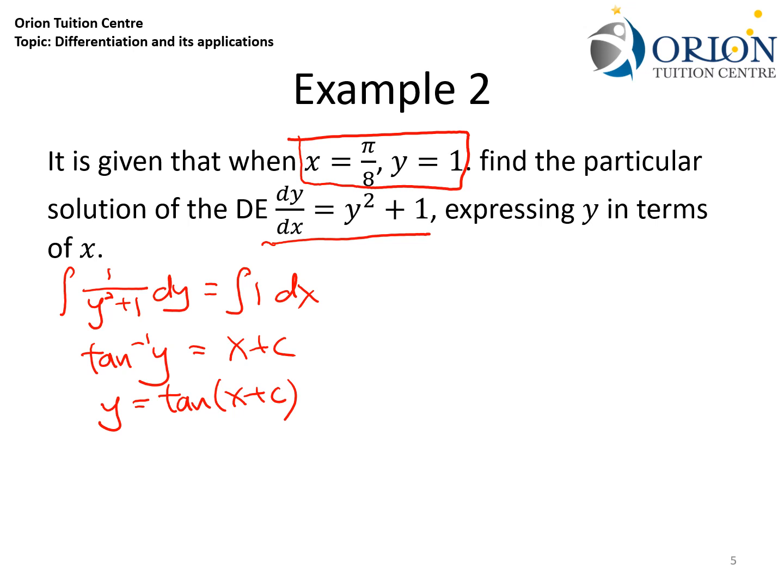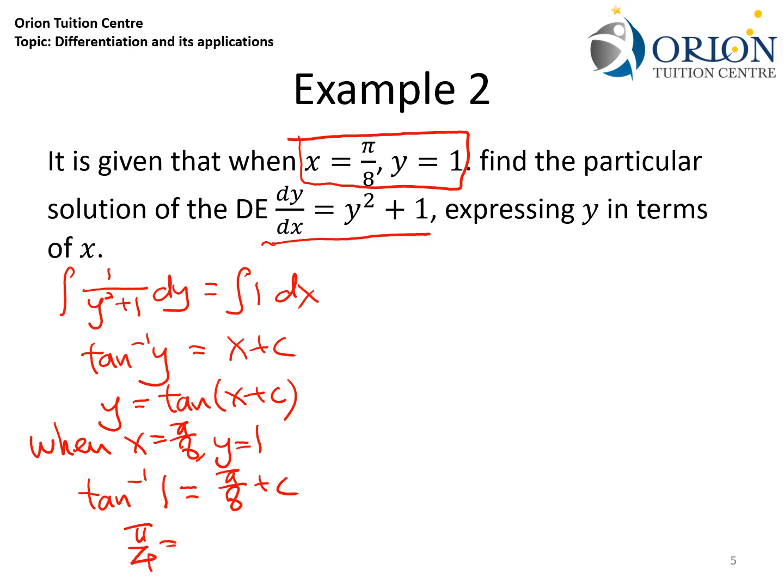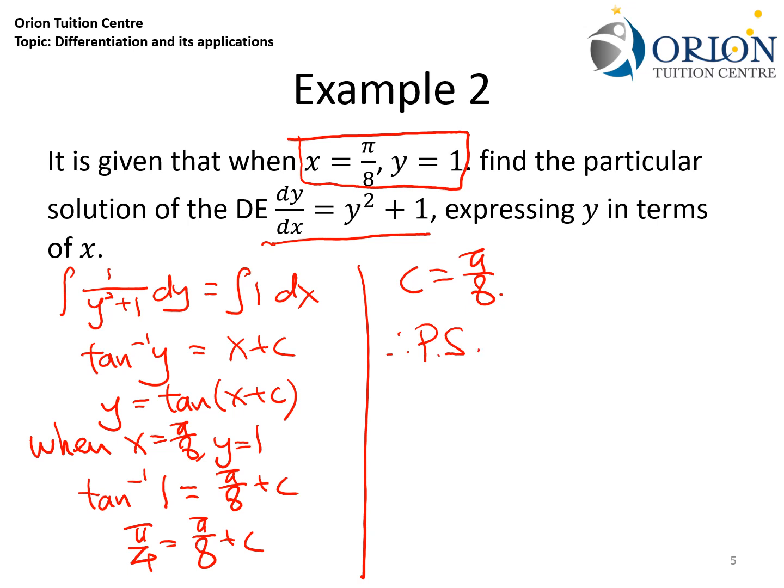Now, I'm going to substitute x and y in when x is equal to pi over 8, y is equal to 1 to obtain the value of c. So I get tangent inverse 1 equals pi over 8 plus c. And tangent inverse 1 is pi over 4. So pi over 4 equals pi over 8 plus c. Therefore, I end up with c equals pi over 8, which means the particular solution, or PS in short, is y equals tangent of (x plus pi over 8). And that's it.